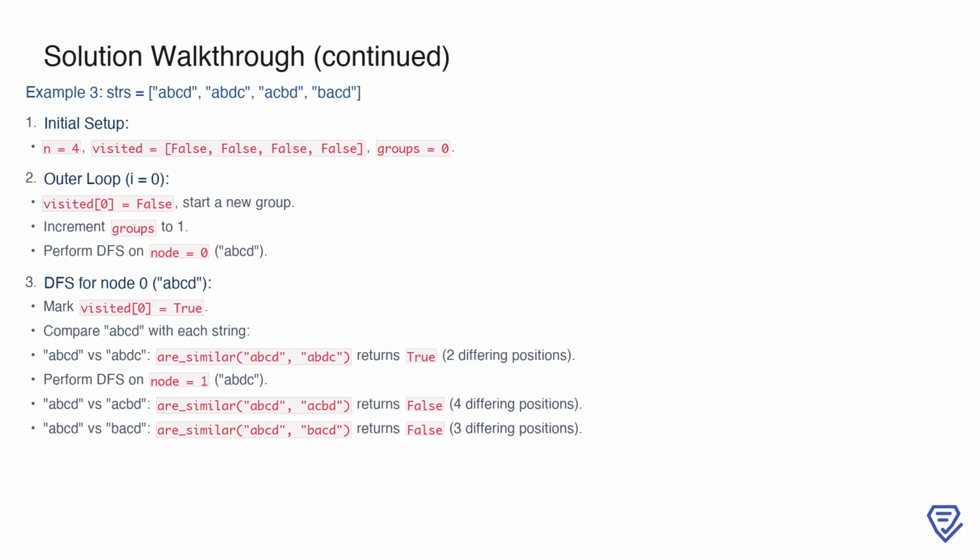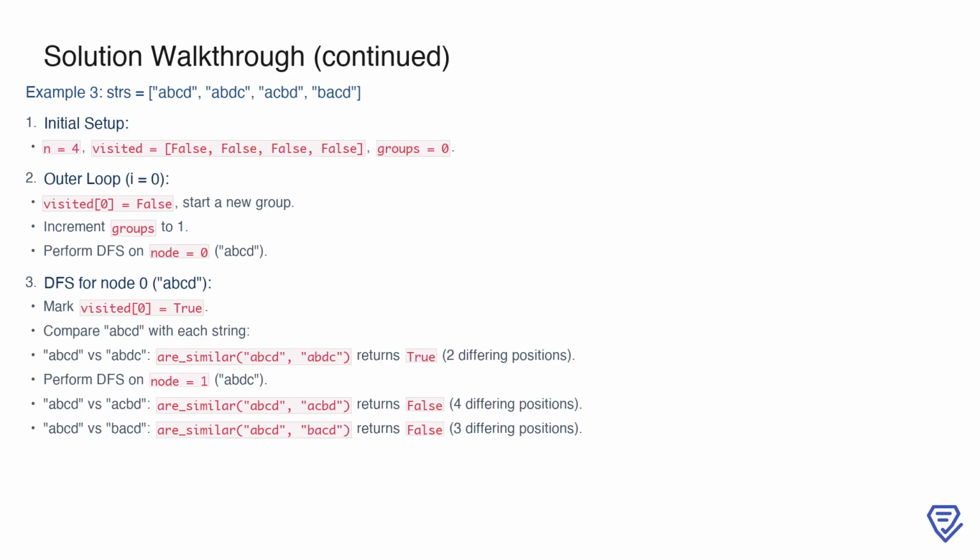Next, we analyze a more complex example with the strings ABCD, ABC, YACT, BACT. As before, we initialize n equals 4, visited equals false, false, false, false, and groups equals 0. Starting the outer loop with I equals 0, we find that visited 0 is false, indicating that ABCD has not been visited. This begins a new group, so we increment groups to 1.